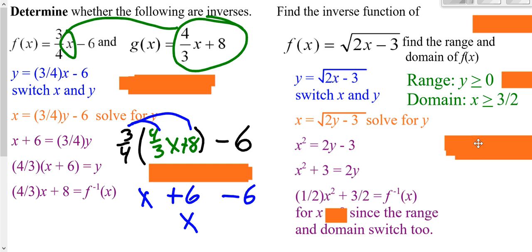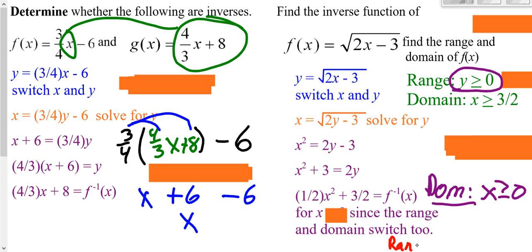Now, when you switch your x and y, it really switches these two here. So when we're looking at our inverse function, the domain of the inverse is x is greater than or equal to 0, because that comes from this, because we switched our x and y. The range of our inverse, because we switched x and y, comes from this, and our y would be greater than or equal to 3/2.